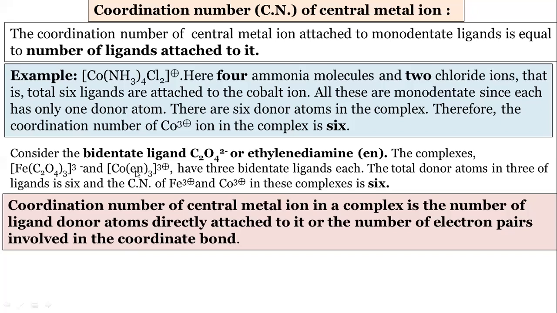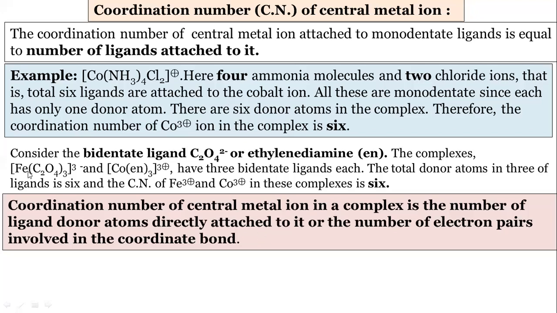Now, in the case of a bidentate ligand, the condition is quite different, because as the name bidentate says, 2 donor groups are there. We can take the example of ethylene diamine, and also C2O4. In the case of a bidentate ligand, the definition of the coordination number is different from that for a monodentate ligand. For a bidentate ligand, the coordination number depends upon the number of electron pairs.